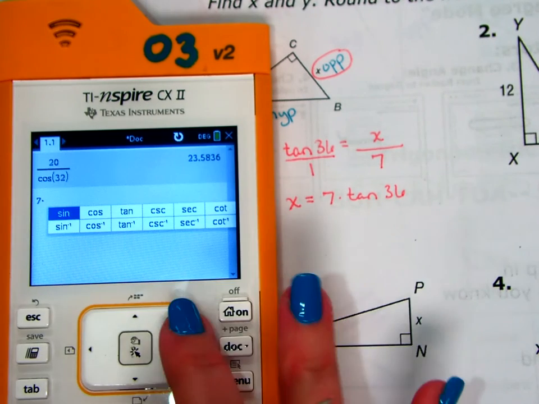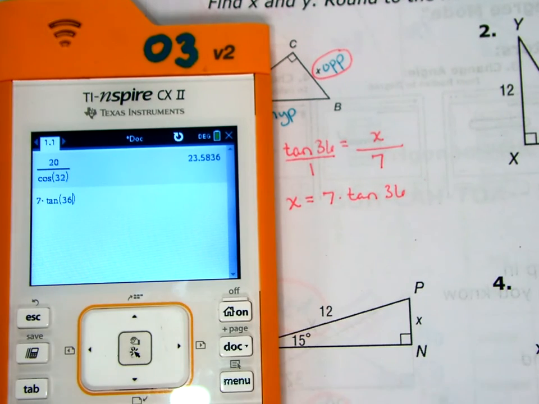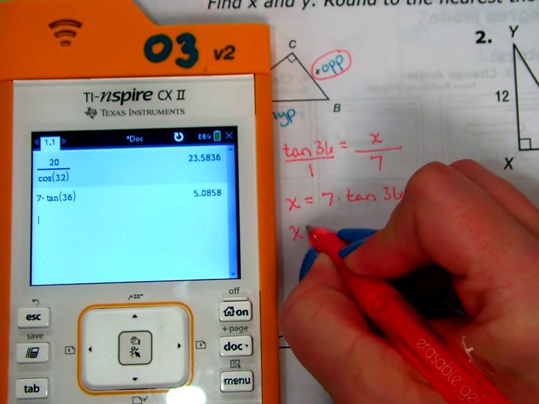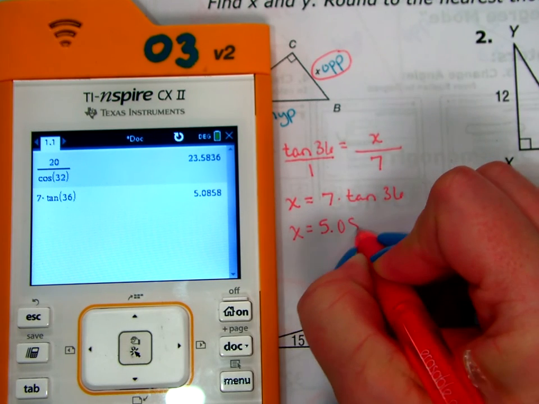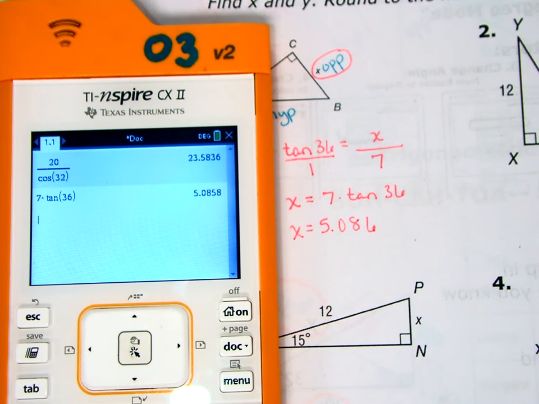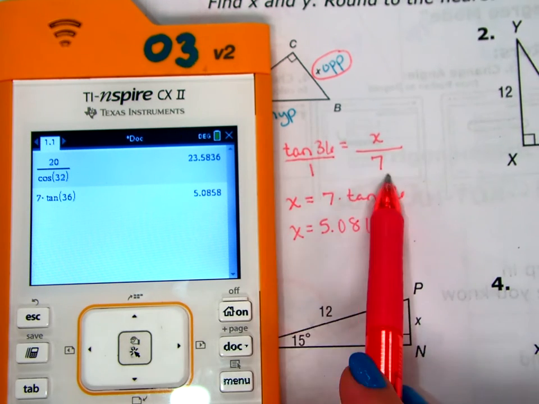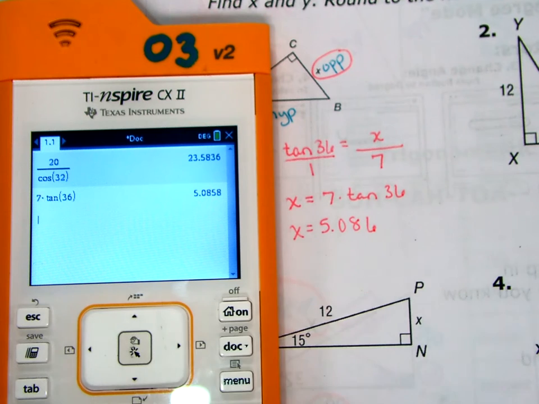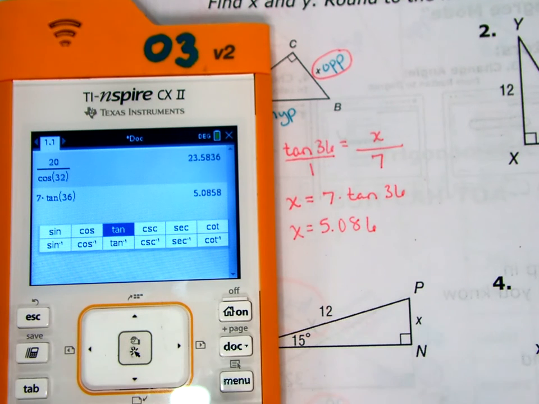7 times the tangent of 36. It's going to close the parentheses for me. And I'm going to round to 3 places. And x equals 5.086. Remember, your multiplication is commutative. Sometimes when we do cross multiplication, you just think about going down like this, and you'll say, oh, it's the tangent of 36 times 7.